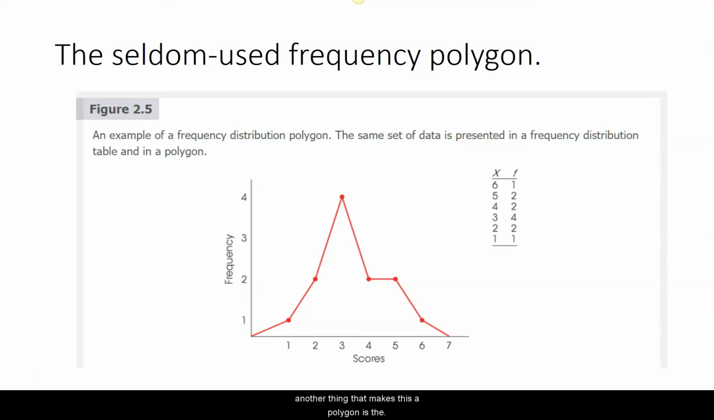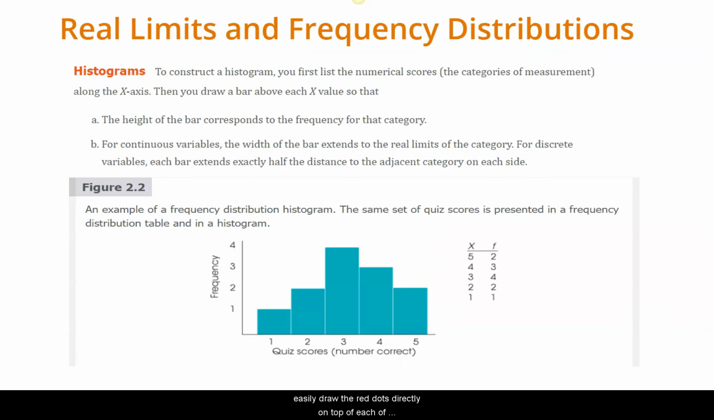Another thing that makes this a polygon is that the polygon itself, in order to be whole, should extend down to the number below and the number above. So there is no 0, but we extend down to 0 zeros, if you will, and also 0 sevens in order to make that work. Now, you could superimpose or draw a frequency polygon directly on top of a histogram pretty easily. You can see I could easily draw the red dots directly on top of each of these columns and have it extend down to 6 and extend down to 0.